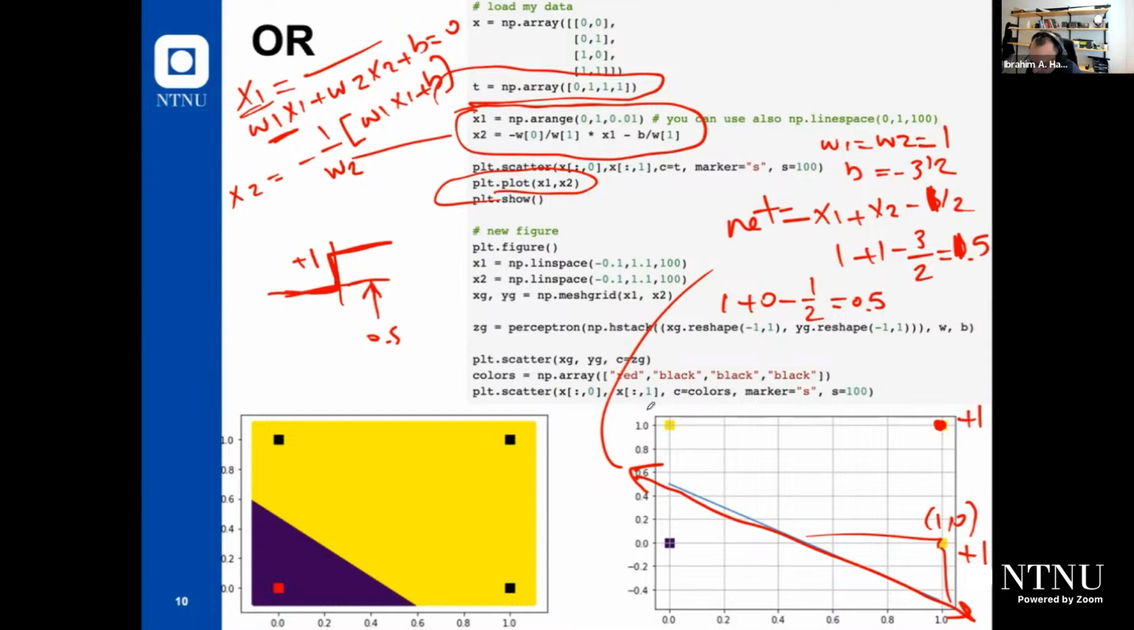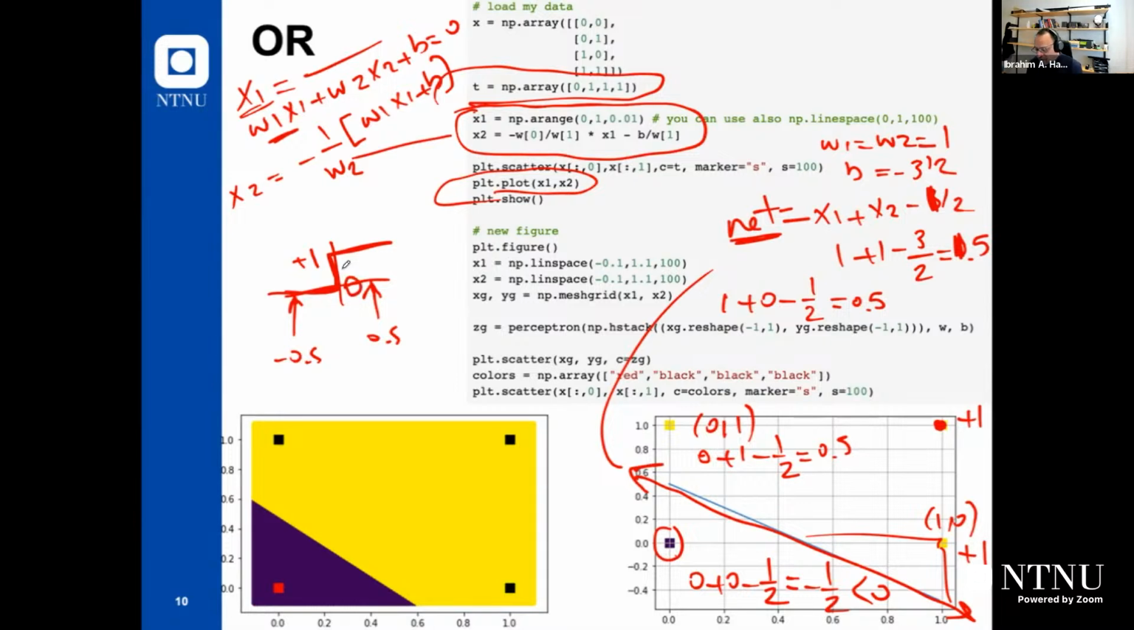This point also, it's 0 and 1. Substitute this value into this function net. So it will be 0 plus 1 minus 1 divided by 2, so it will be 0.5. So it's still positive. Select this point, which is below the line. This one is 0 and 0. Substitute this value in this net, so it will be 0 plus 0 minus 0.5. So it will be minus 0.5, which is negative, less than 0, so it will be classified into 0. So this is how those classification problems are working.